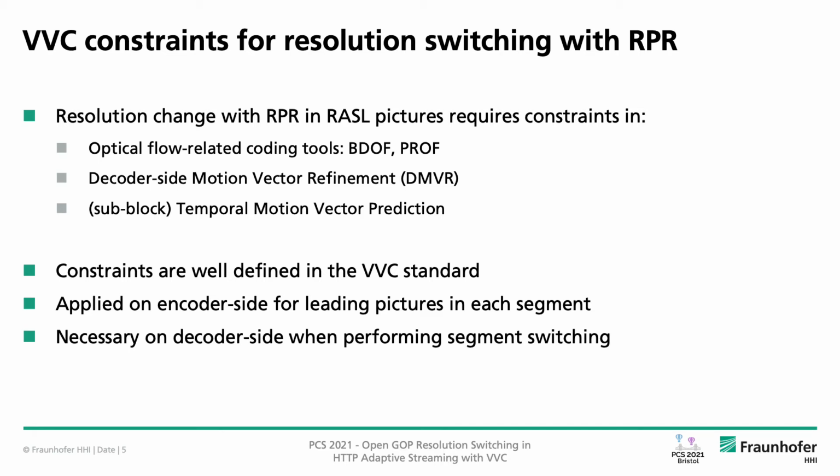Basically, on encoder side, each picture that may potentially see a reference picture with a different resolution needs to adhere to these constraints up front so that when on client side, the decoder sees a concatenated bit stream where the QP switch occurs or a resolution switch occurs, then it does not lead to a non-conforming situation.